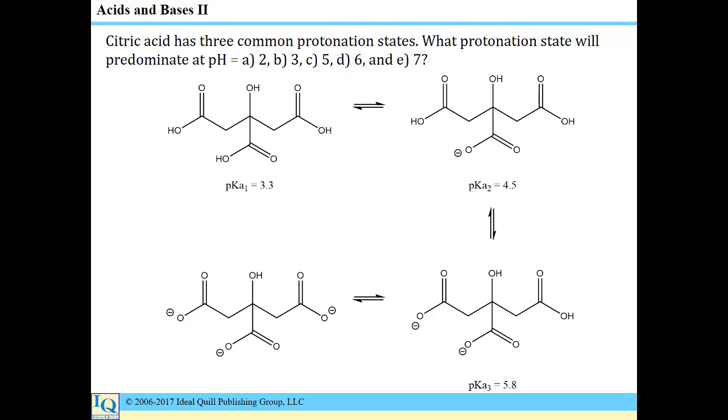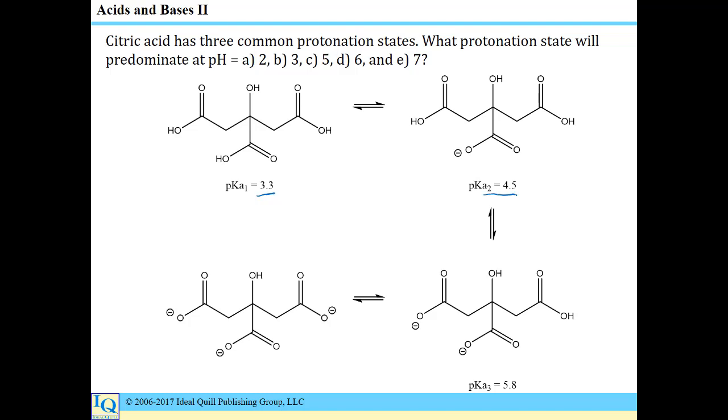Well, the pKa can be thought of as the pH that must be achieved in order to take off the proton from that species. So with a pKa of 3.3 for this first species, we must meet a pH of 3.3 or higher, more basic, to achieve deprotonation of the majority of that species.